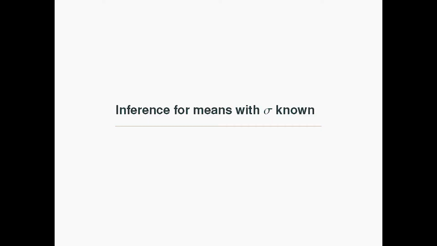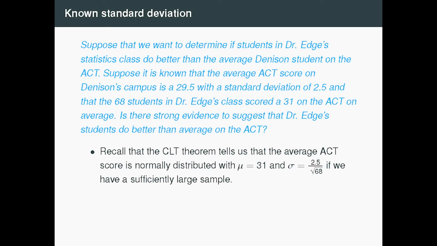This isn't true in general, but let's start with an example where both the population mean and standard deviation are known. When we have easy access to the population, it's often possible to know the standard deviation of the population. So one example of that is with standardized tests. So let's suppose that we want to determine if students in Dr. Edge's statistics class do better than the average Denison student on the ACT.